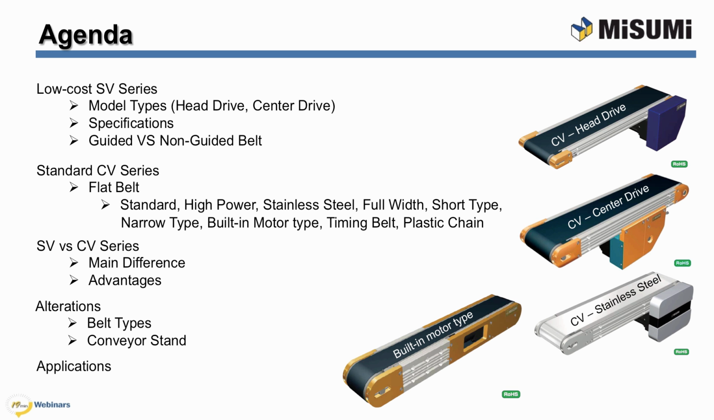In today's webinar, I will introduce various types of conveyors. I will first cover our low-cost SV series and their specifications, then cover the CV series, which is the standard type. I will also point out the main differences between the SV versus the CV and the advantages of each series. And lastly, we will look at the different alteration options available and some of the application examples.